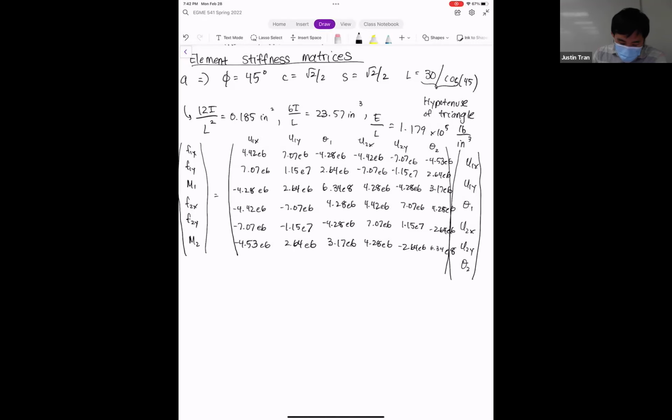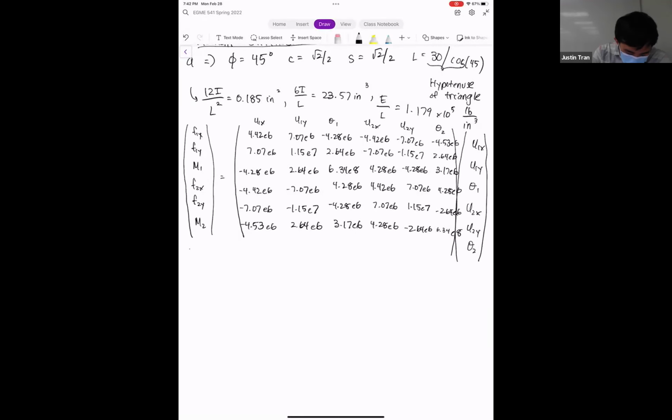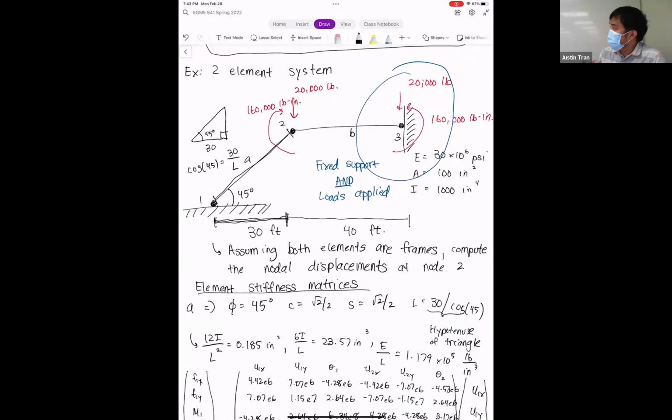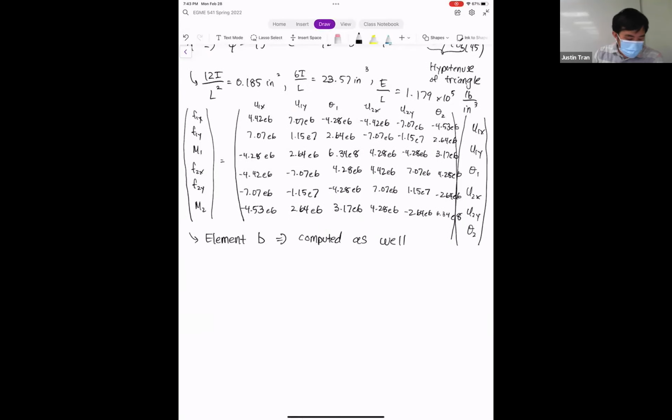I'm not going to repeat this for element B. Element B is not as bad because the orientation angle for this is 0, but it's a lot of writing. So element B is computed as well. But what I did want to get to was the assembly, because remember the thing that's unique about this problem was that we had a Dirichlet boundary condition as well as a Neumann boundary condition applied at the same time. I want to make sure that we go over what you do in these kinds of situations.